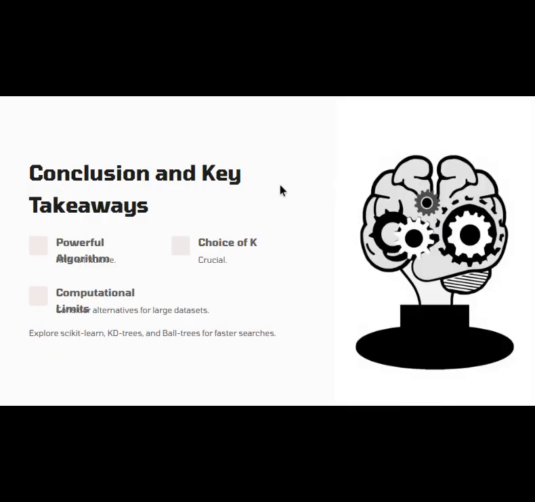At the end, KNN is intuitive and easy to use. Choosing the right K is crucial for accuracy. And for large datasets, consider KD trees, ball trees, or scikit-learn optimization.